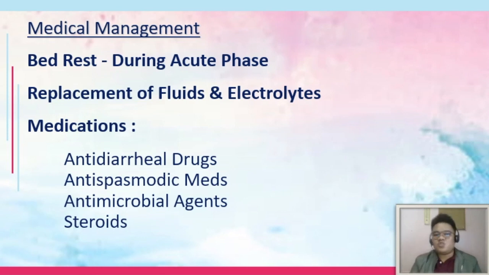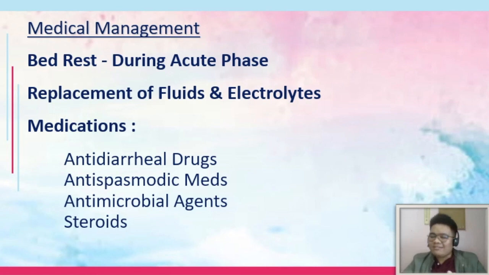So medical management. During the acute phase, you need bed rest. Why bed rest? You have a malnutrition problem. Your patient does not have enough nutrients, so bed rest is recommended for recovery. Other than that, if your patient is moving a lot, the tendency is for the peristalsis to increase, and in this case, we have diarrhea. We don't want peristalsis to be increased. Replacement of fluids and electrolytes. Your potassium will be at high risk of being lost because remember, potassium is primarily stored in the GI tract.